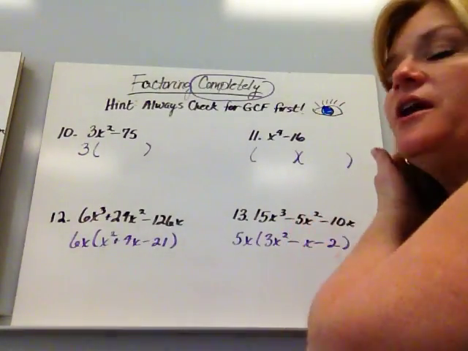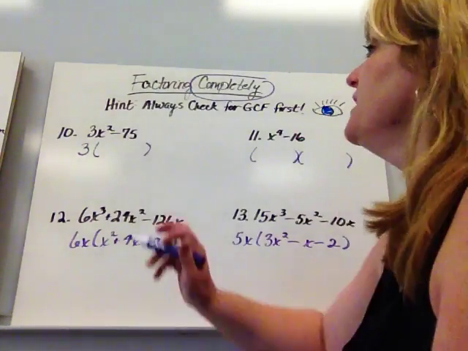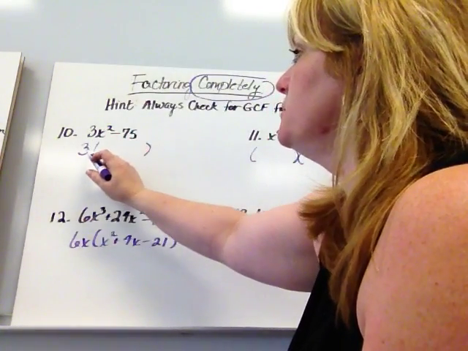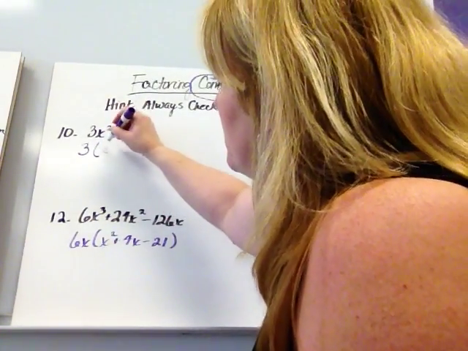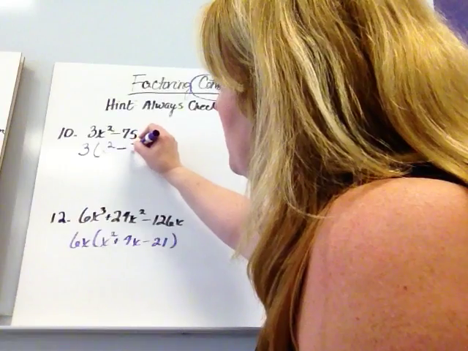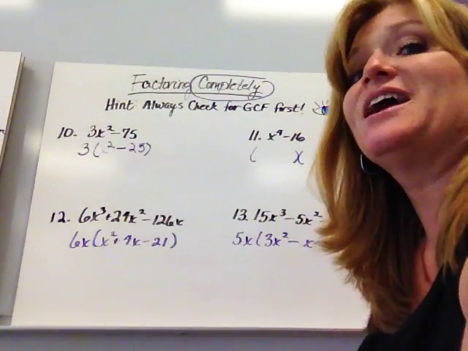So let's look at this one right here. I have 3x squared minus 75. If I look at that carefully, I see I can take a 3 out of both those terms. So I'm going to put the 3 here with the parentheses. And when I do, I have x squared minus 25. That is factored, but it's not completely.